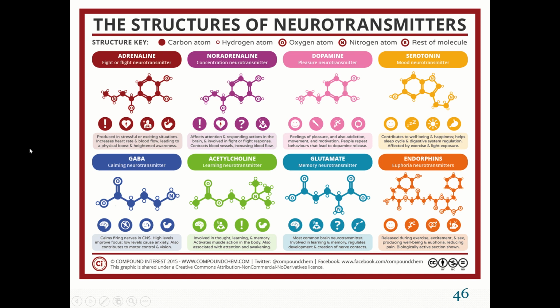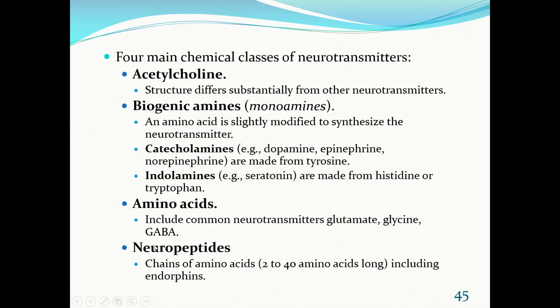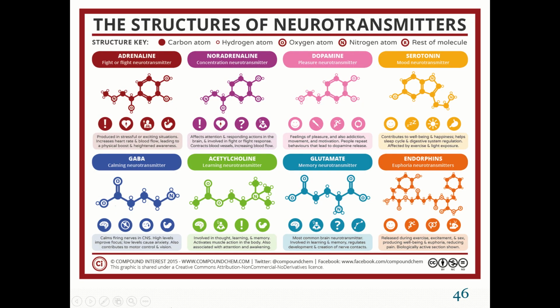And then glutamate, as you can see over here, is a memory neurotransmitter, and it is the most common brain neurotransmitter. It's involved in learning and memory and regulates development and also the creation of nerve contacts. And then lastly, we had the neuropeptide neurotransmitters, and we saw endorphins there for that. And they are the euphoria neurotransmitters that are released during exercise, excitement, sex, producing well-being and euphoria, reducing pain. And they have a biologically active section that is shown in this illustration.